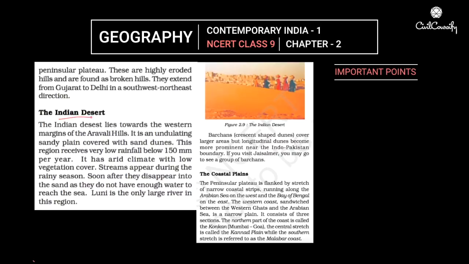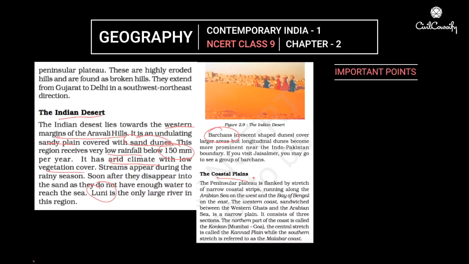Right, so let us look at the Indian desert. The Indian desert lies towards the western margins of the Aravalli Hills. It is an undulating sandy plain covered with sand dunes, also known as Barchans, near the Jaisalmer area on the Indo-Pakistan border. It has a very low rainfall, below 150 millimeters per year. It has an arid climate with low vegetation cover. Luni is the only large river in the region. It has one of the largest catchment areas in India.